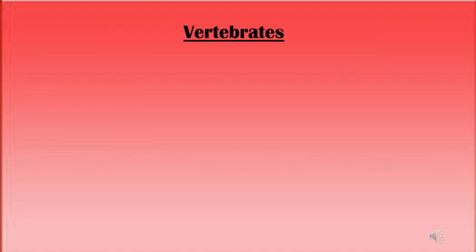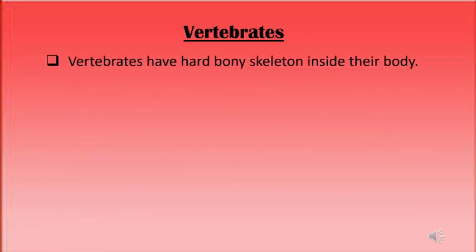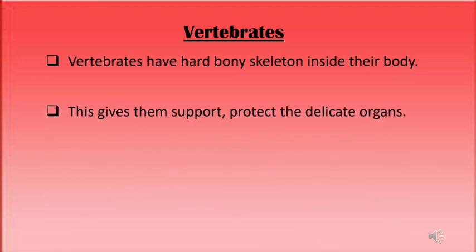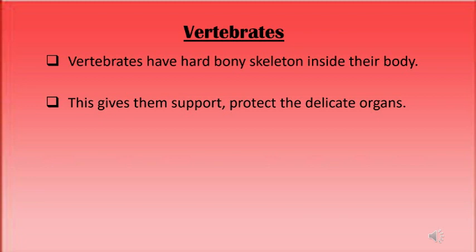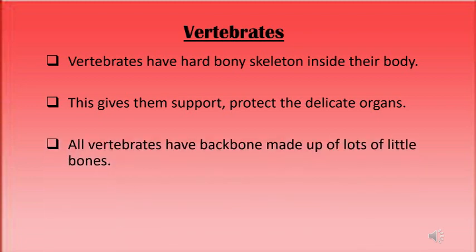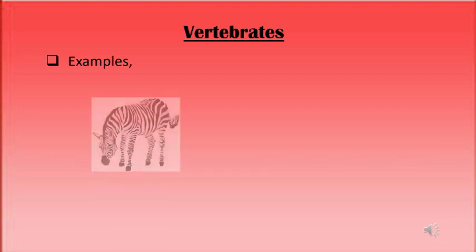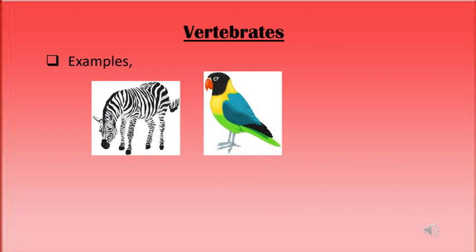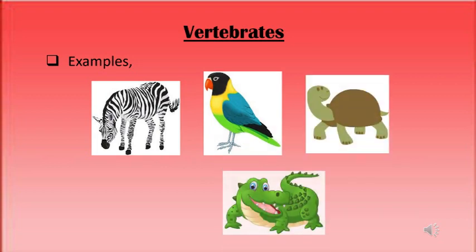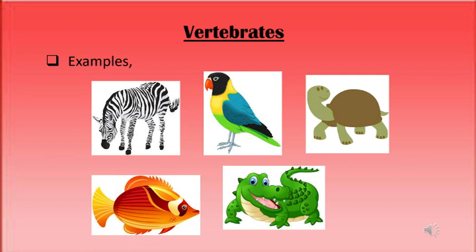So let's see what vertebrates are. Vertebrates have a hard bony skeleton inside their body. This gives them support and protects the delicate organs. All vertebrates have a backbone made up of lots of little bones. So here are some examples of vertebrates. You can see five different pictures on the slide. Zebra, parrot, turtle, alligator, fish. These are some examples of vertebrates.